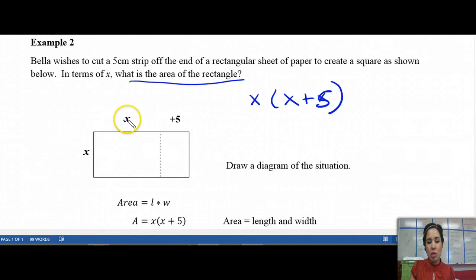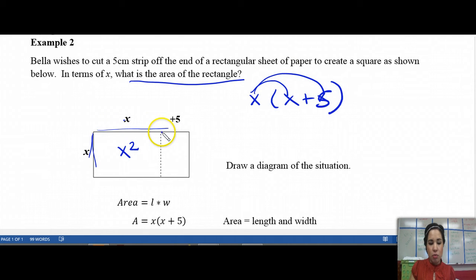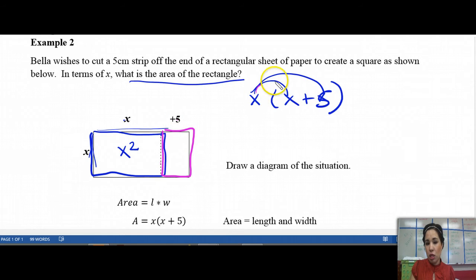I'm going to split it up into terms. X times x is what I'm doing here. X times x gives me x squared. And then x times 5. This is a rectangle, and we're splitting it up into two rectangles. The blue one, which I already did, has an area of x times x, which is x squared. Now I'm going to split up the other rectangle, which has a length of 5 and a width of x. If I multiply 5 times x, just like I'm doing here, I get 5x. That's the area of the pink rectangle.